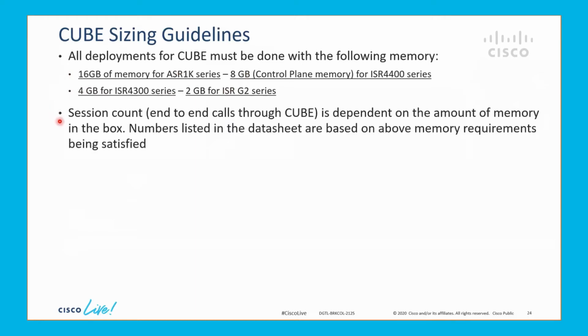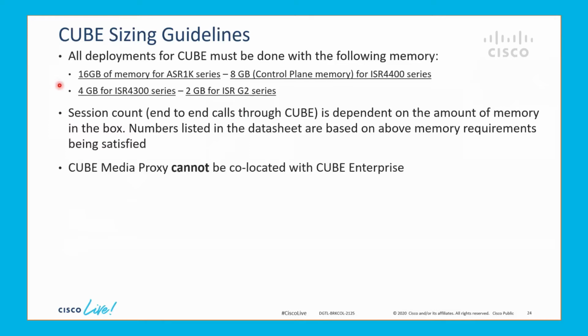The session count, from our perspective, the numbers we publish are end-to-end calls and not call legs. So a single audio call will have two call legs. So when we say a box can do 100 sessions, that means it can handle 100 calls, meaning 200 call legs. And it's dependent on the amount of memory in the box, based on the memory that we have listed in the first bullet.